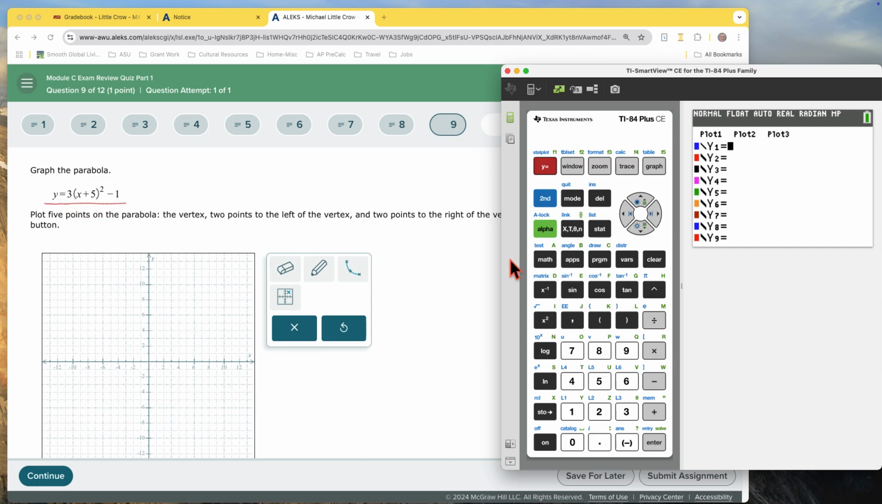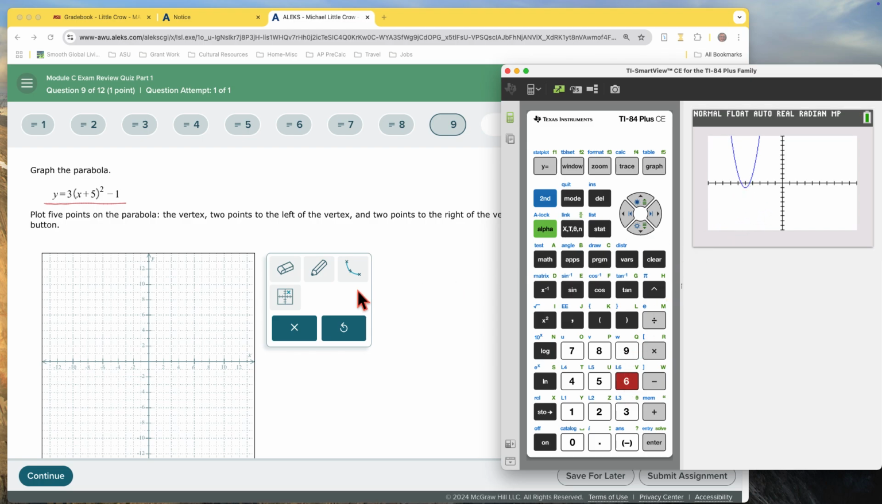We want to enter this function just as it is: 3x plus 5, squared, minus 1, and not this negative, it's this one, minus 1. Enter. Let's take a look at the graph, because that's what we're going to be putting here, right? So I'm going to go to Zoom Standard, Zoom 6. We see that's what we should be putting over here.